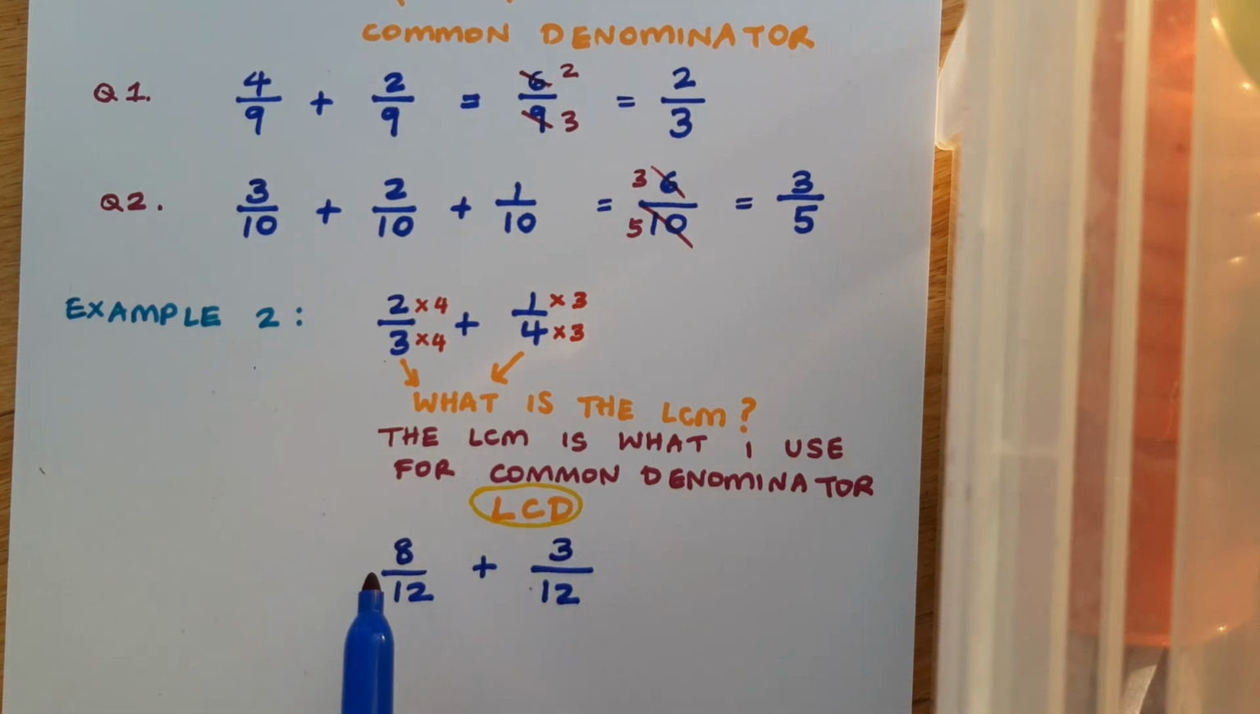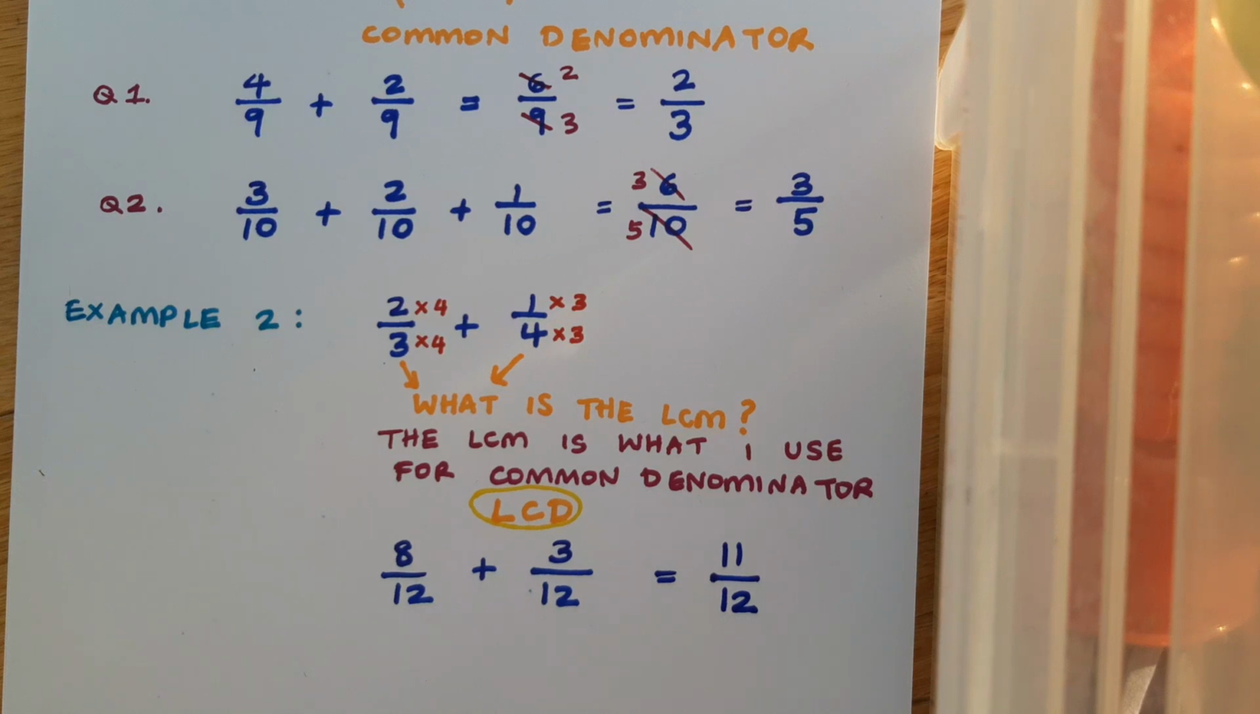So I've got two fractions now that I want to add, 8 over 12 and 3 over 12. And that's absolutely fine because they've got a common denominator. So all I have to do is just add the numerators. And I get an answer of 11 over 12.